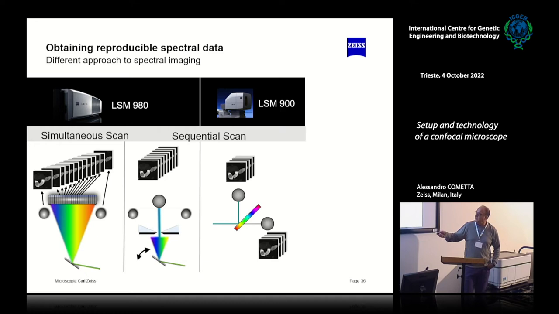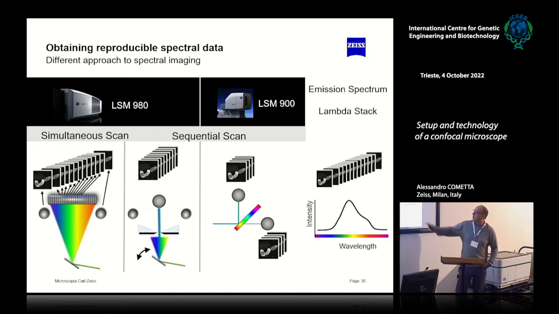And at the end, by moving this device, I will have not just one image, not just the blue, the green, or the red, but I can get the blue, the cyan, the green, the yellow, the orange, the red, and the far red. And I can have a spectrum of the image. And I have the ability to separate different dyes by looking at the emission spectrum, even if there is a lot of overlapping.